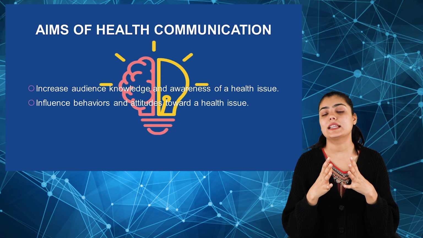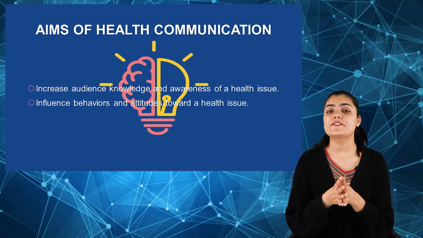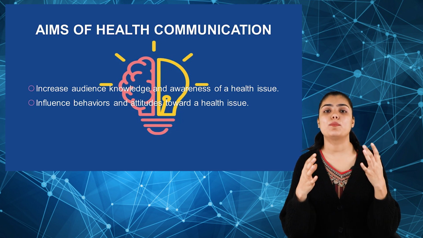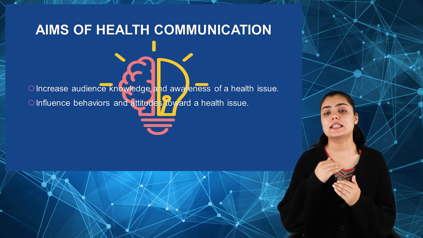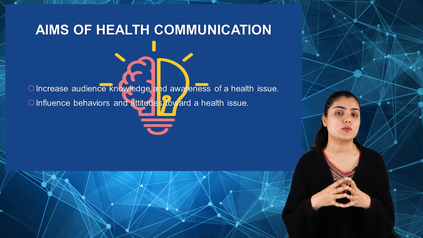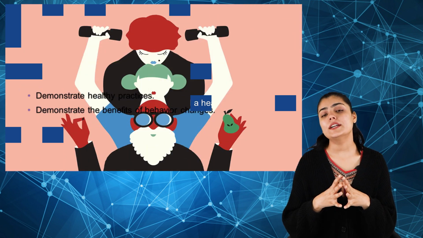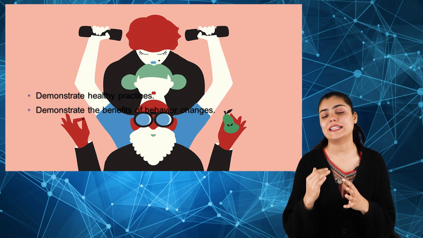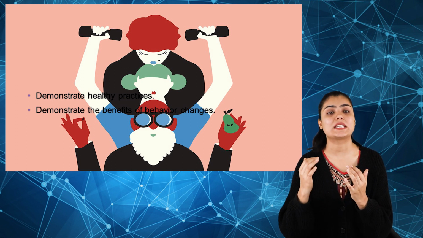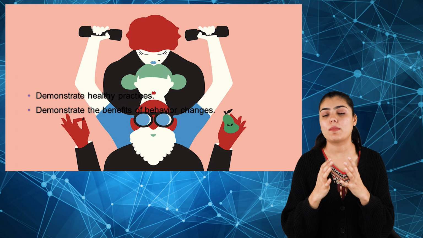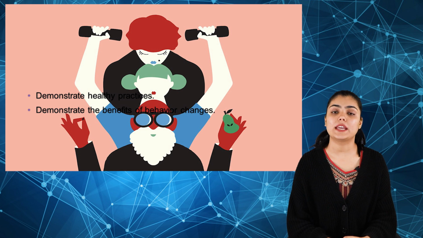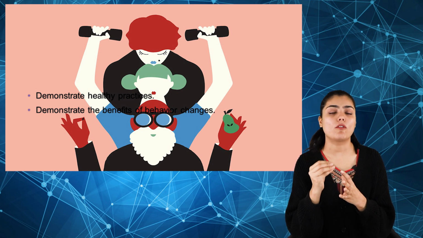Moving on, let us see what the aims of health communication are. The very first aim of health communication is to increase the knowledge and bring in awareness in the public about various health issues. The second aim of health communication is to influence the behavior and attitude of an individual as well as of the community. The third aim of health communication is to demonstrate healthy practices. Health communication is not just about providing information but also demonstrating healthy practices so that people understand the importance of such practices and follow them in their day-to-day life. And the last aim of health communication is to demonstrate the benefit of behavioral changes.